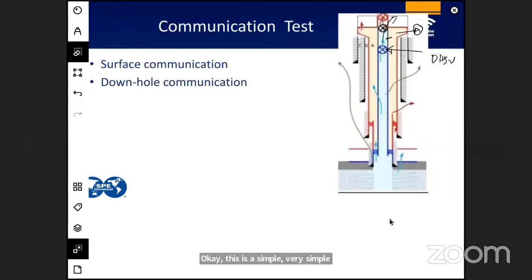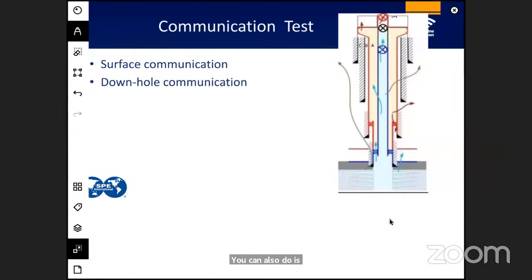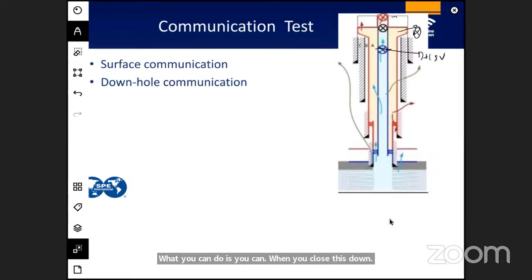You can also do this: when you close this downhole safety valve, you bleed the A annulus pressure and monitor the tubing. So vice versa, you can do it and see if the pressure is changing. If there is no change in pressure, then there is no communication here. The other test is called a downhole communication test.